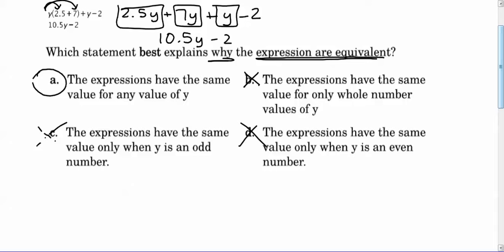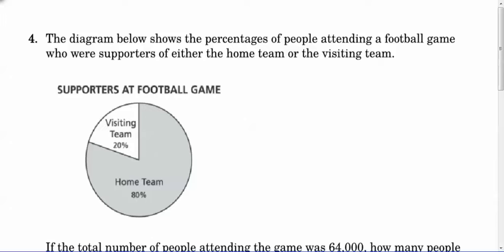All right, so that's a question where a lot of kids, if they get it wrong, it's because they didn't read carefully or they just got lost in the terminology there. So let's move on to the next one. All right, it says the diagram below shows the percentages of people attending a football game.